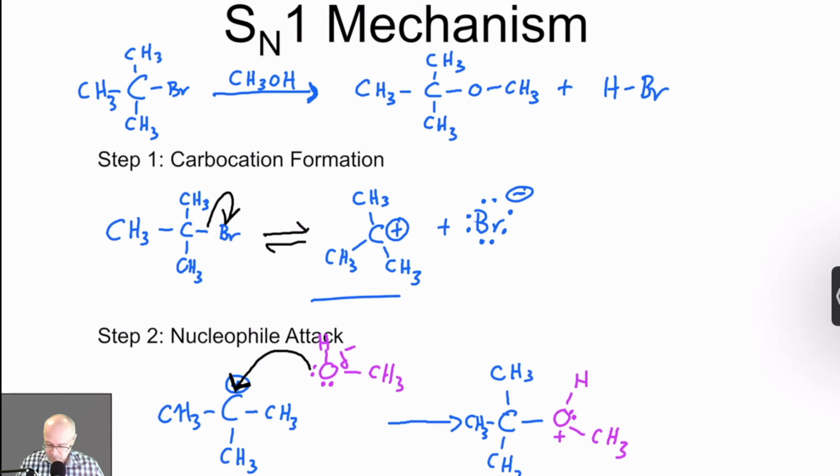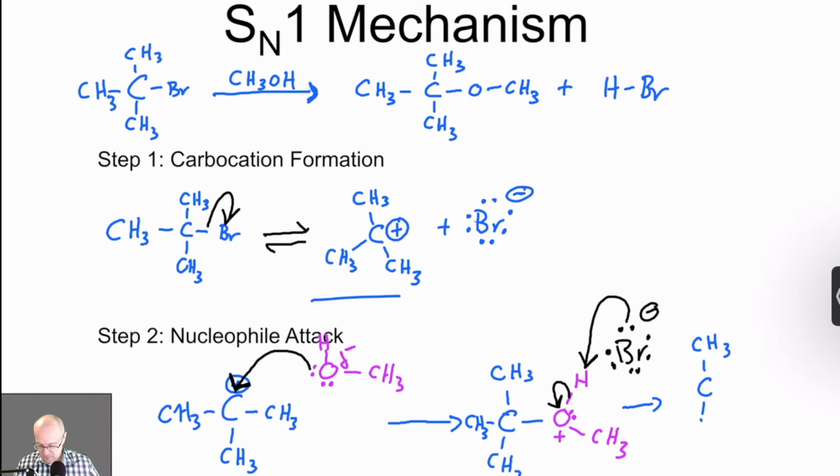And then bromide, or the solvent, I use bromide because we have HBr as a product, but it could have been the solvent. You could have used methanol to do this next step. We'll deprotonate the ether, giving us the product. And there you go. There's the mechanism of an SN1 reaction.